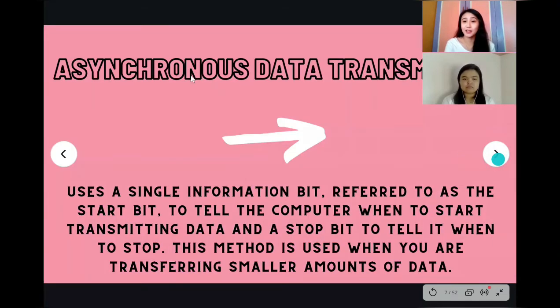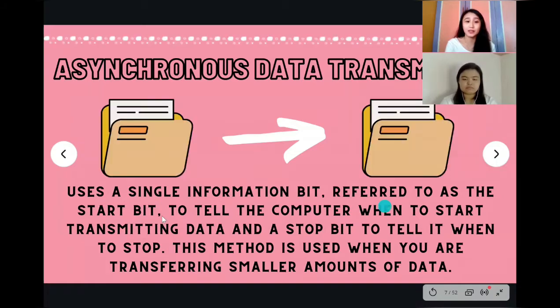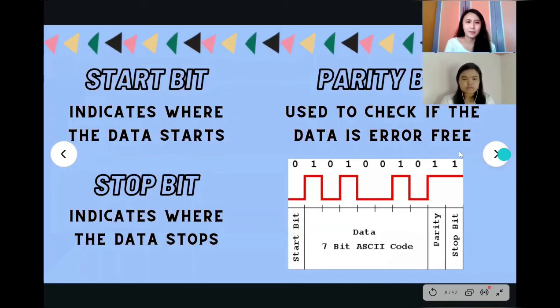Tapos sa asynchronous data transmission naman, it uses a single information bit referred to as the start bit to tell the computer when to start transmitting data and a stop bit to tell it when to stop. This method is used when you are transferring smaller amounts of data. So yung asynchronous naman, ginagamit siya kapag smaller amounts of data. Yung sa synchronous kanina, larger amounts of data. Tapos, merong tinatawag na start bit. It indicates where the data starts. Tapos, stop bit, it indicates, syempre, where the data stops.